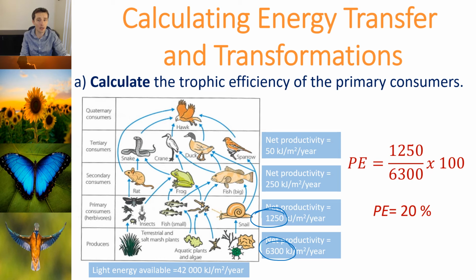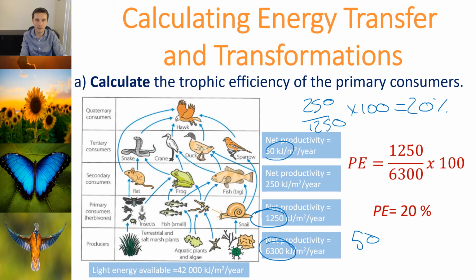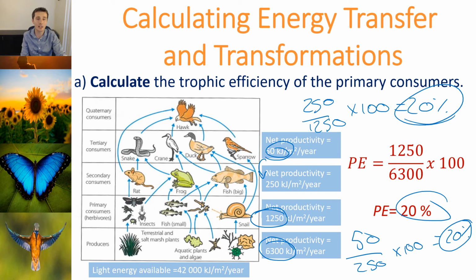If you want to have a quick practice, you can do 250. So let's calculate for the secondary consumers. We've got 250 divided by 1,250 times 100, and we don't need a calculator for this because we're biologists, and we can clearly see that that is going to be 20%. And for our tertiary consumers, we'll do 50 divided by the previous level, which is 250 multiplied by 100, and that once again equals 20%. So they are as efficient as each other.